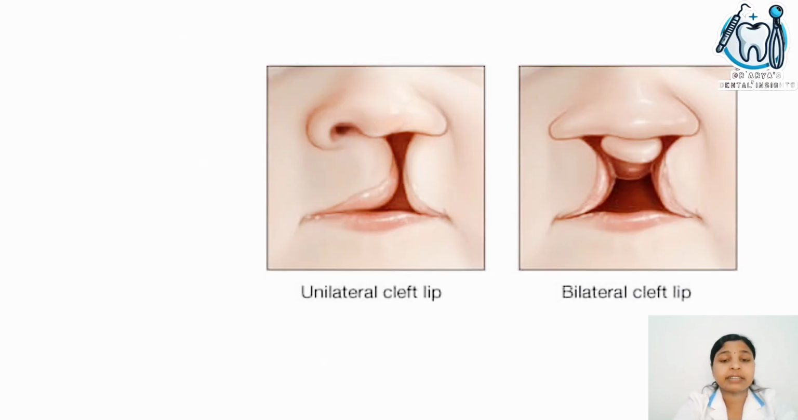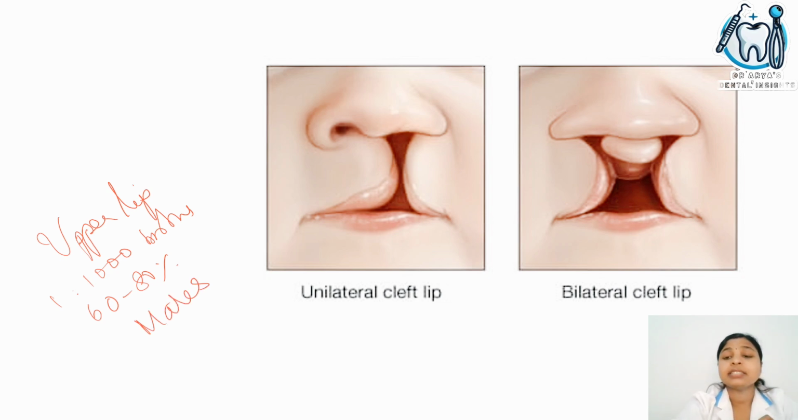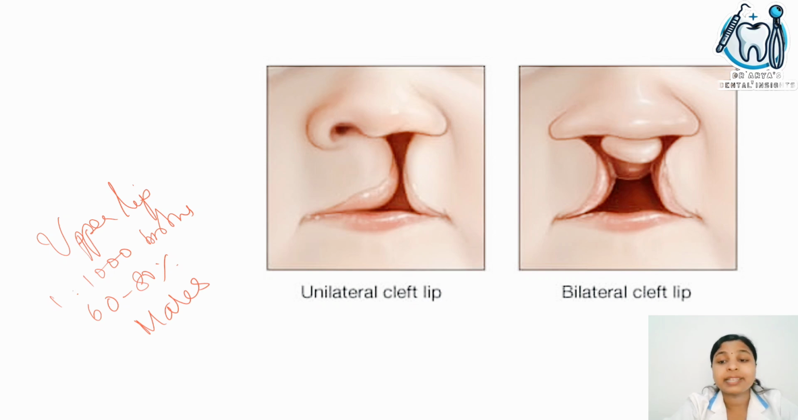So this is the cleft lip. This is the unilateral cleft lip and this is the bilateral cleft lip. Cleft lip mainly occurs in the upper lip, and the incidence is 1 in 1000 births. 60 to 80% of the affected children are males, so males are mostly affected. The cleft upper lip is present in three varieties: first unilateral cleft lip, second bilateral cleft lip, and third central cleft lip or hare lip.